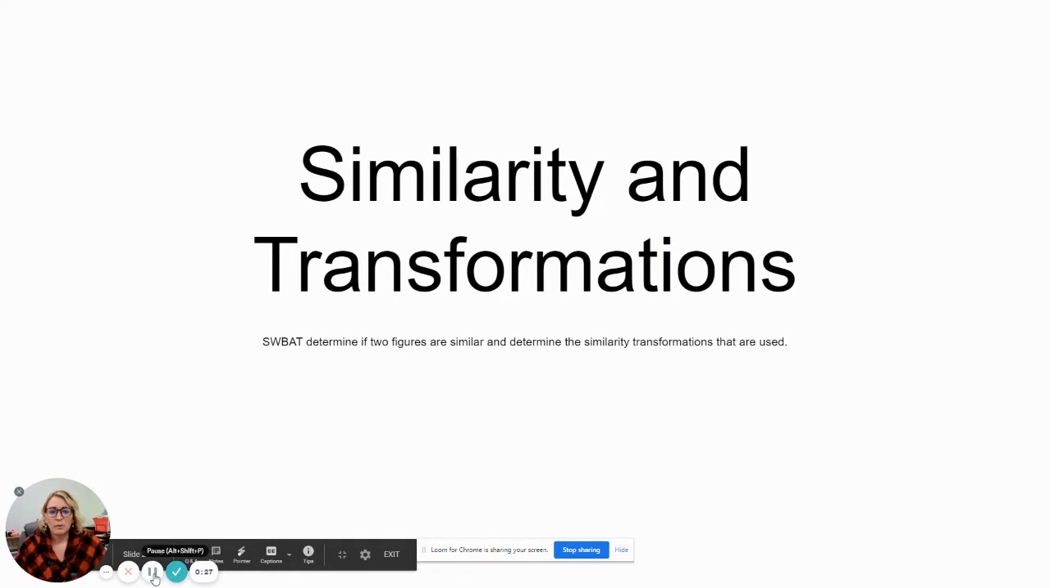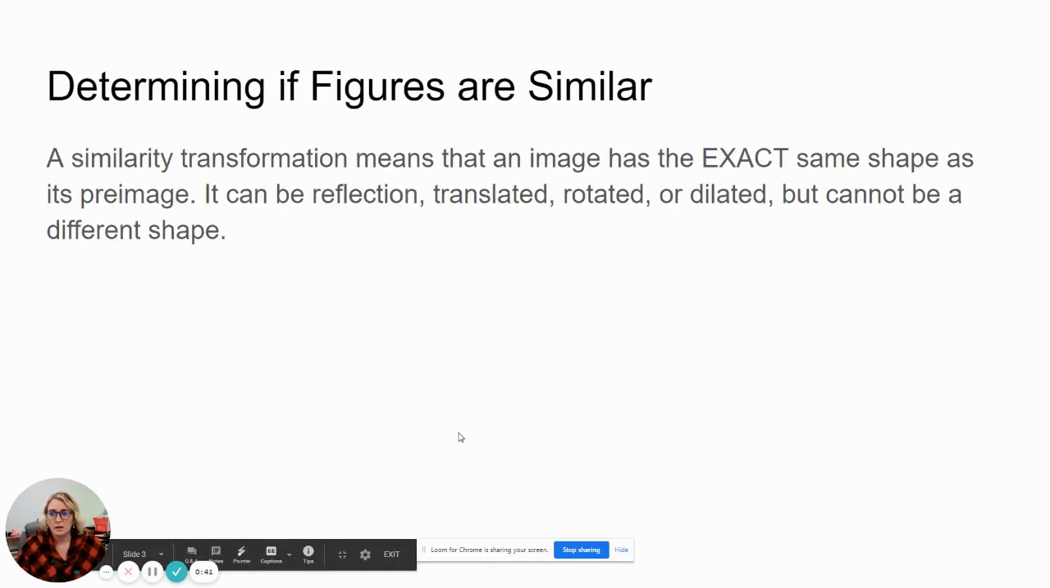Okay, so some of what we're going to do today is review from first trimester on transformations. We are just adding that to similarity. So we have to decide if something is similar, and then we have to walk ourselves through the transformations that were used. Okay, so to determine if figures are similar, what you need to be looking at is that the transformation image at the very end is the exact shape as its pre-image, okay?